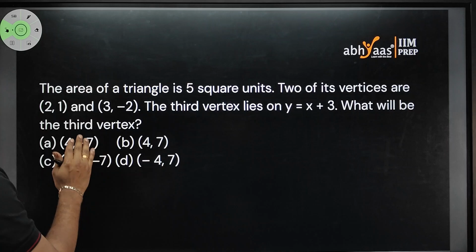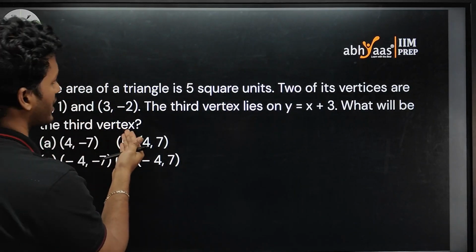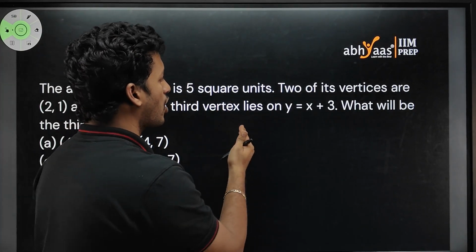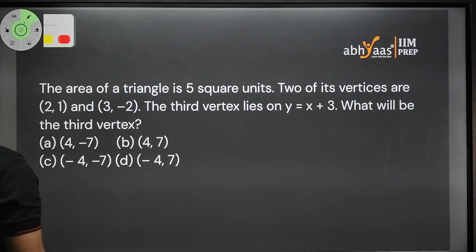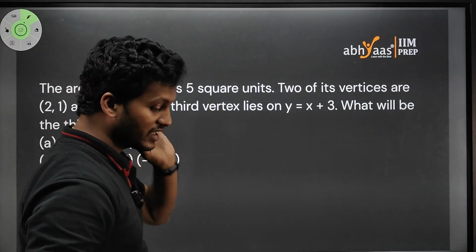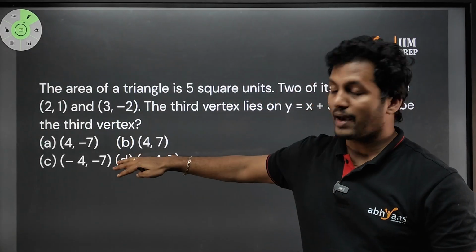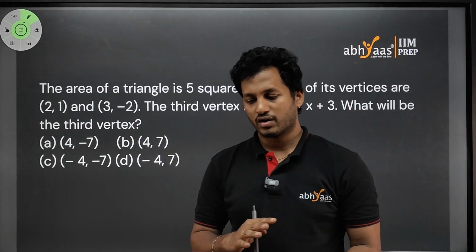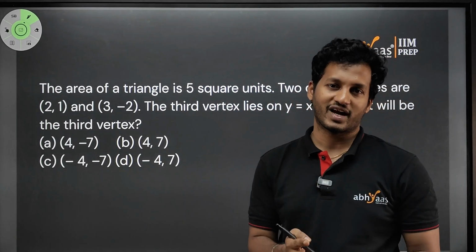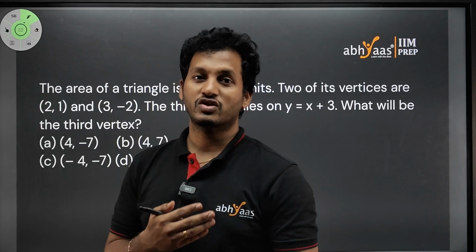The area of a triangle is 5 square units. Two of its vertices are 2, 1 and 3, minus 2. The third vertex lies on y is equal to x plus 3. What will be the third vertex? Generally coordinate geometry questions can be solved by applying options, but sometimes it's not a good idea, so I prefer not to go that way. Whether it is a smart way or not depends on the question.